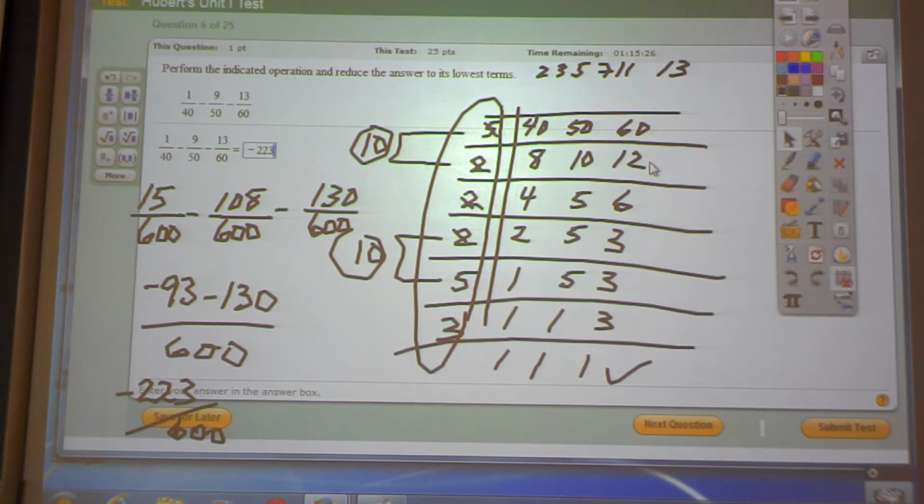Negative 223 divided by... It's so modest. Yep. I don't have smoke back on my truck either. Negative 223 over 600.